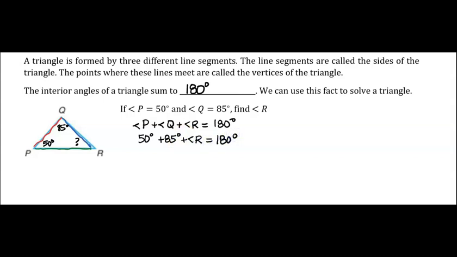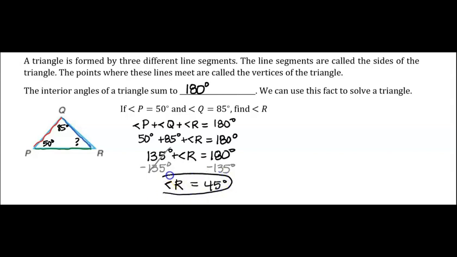I'm going to add up the 50 and the 85 on the left side of the equation. 50 plus 85 gives us 135 degrees, plus angle R equal to 180 degrees. We're trying to solve for R, so to get R by itself, we need to get rid of that 135. So I'm going to subtract 135 from both sides of the equation so that it will cancel out and leave me with angle R is equal to 45 degrees.